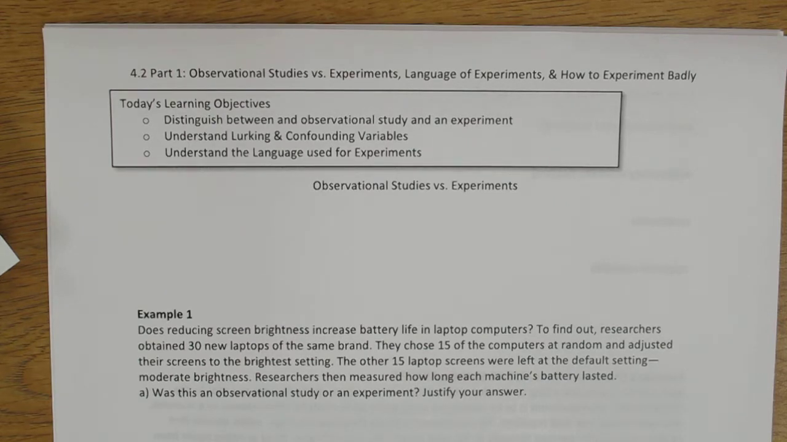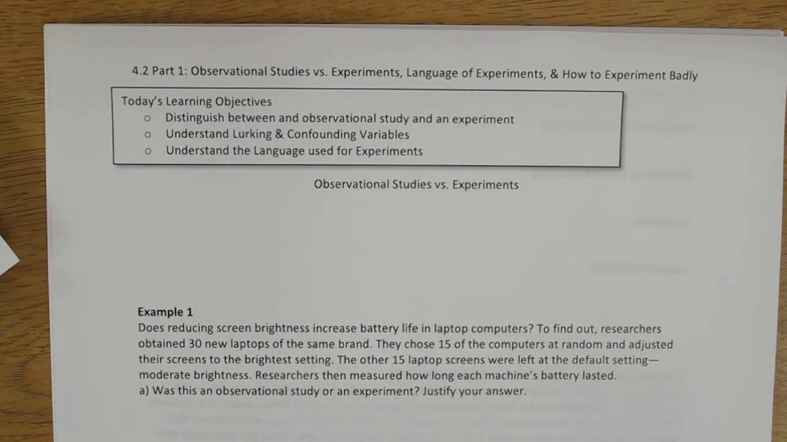Today we're going to learn about observational studies versus experiments. We'll learn a little bit of the language of experiments, and I'll give you some points on how to experiment badly so we can hopefully avoid experimenting badly. So we need to start by distinguishing the differences between observational studies and experiments. We've actually already looked at some observational studies.